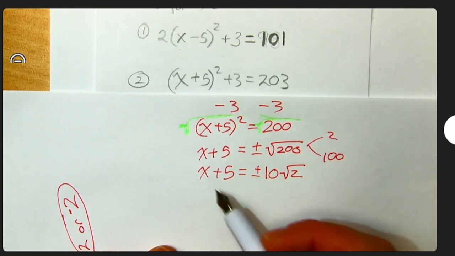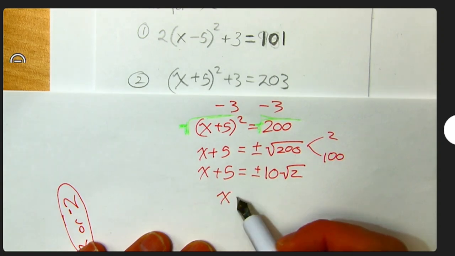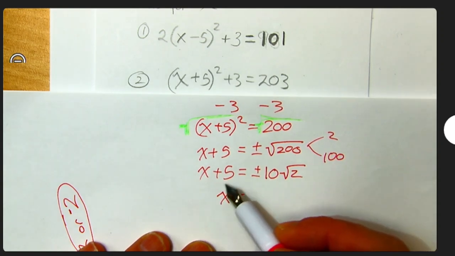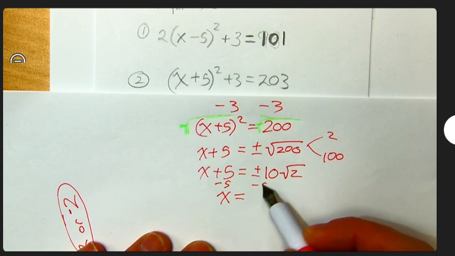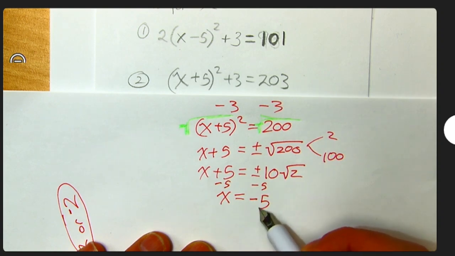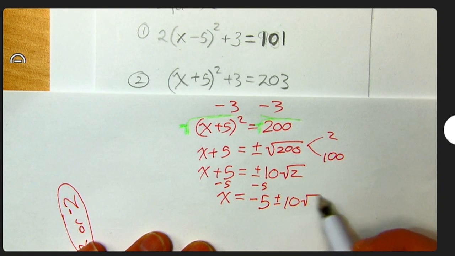Okay, we're almost done. One more. We've almost got x by itself. Oh, I forgot the step. It's minus 5 minus 5. So we put that in front, and then plus or minus 10 square root 2.